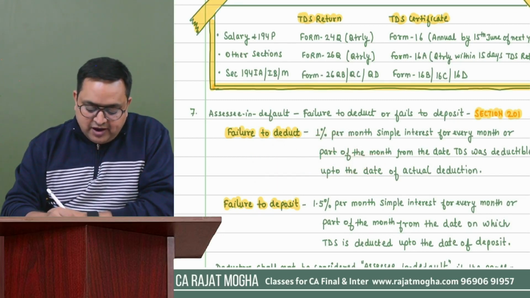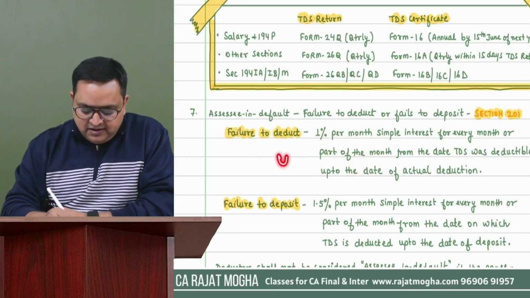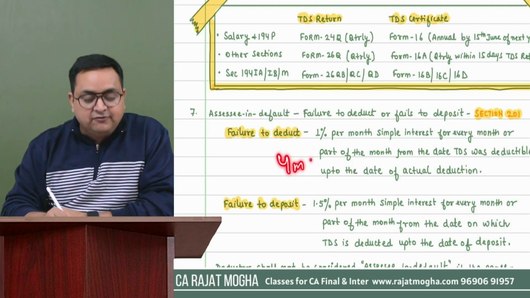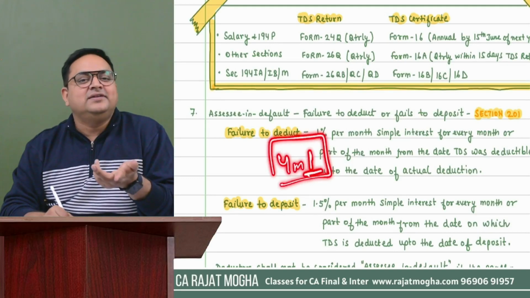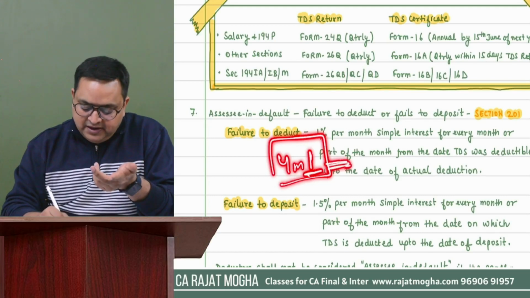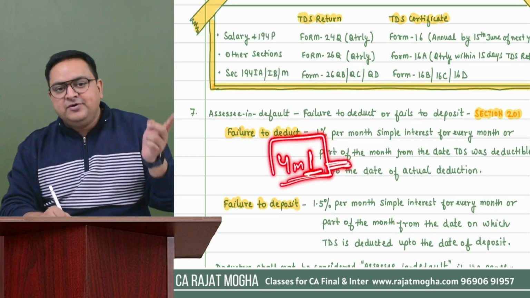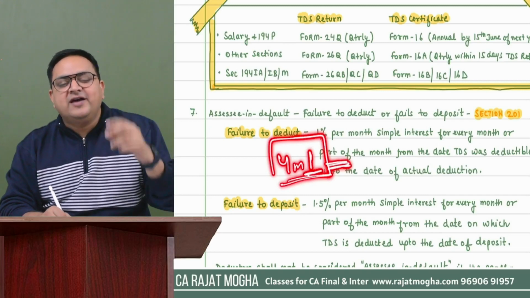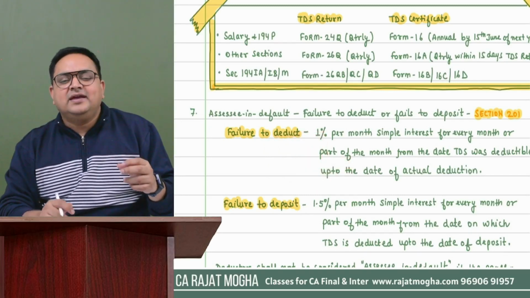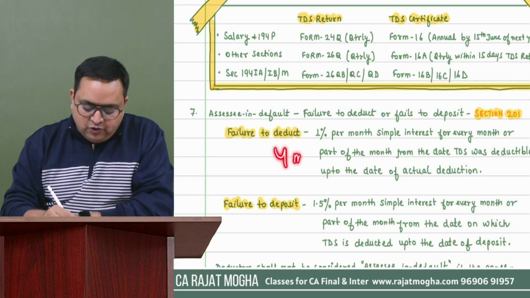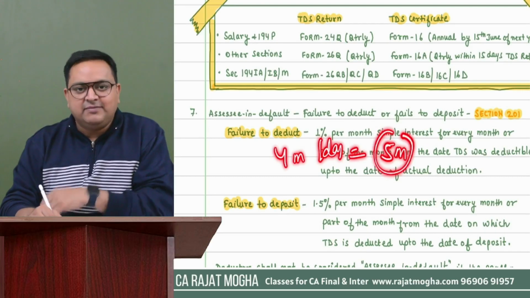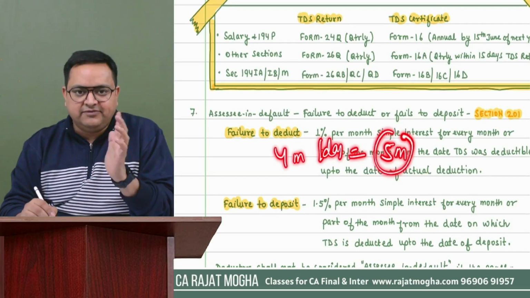Even if you have not deducted the TDS and it's been 4 months, 1 day, part of the month should always be considered as a full month. So should we consider it 4 months or 5 months? We will consider it 5 months, because the provision is saying that part of the month will also be considered as a full month. So here, even 4 months, 1 day will be considered as 5 months. For every month we have 1%, so for 5 months we have 5%, right?